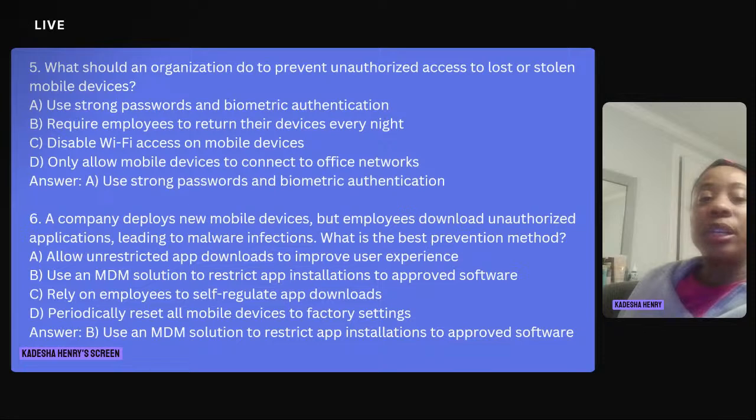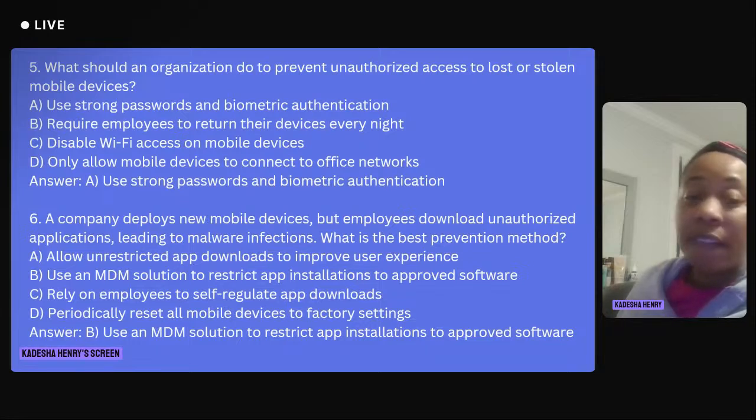Number 5, what should an organization do to prevent unauthorized access to a lost or stolen mobile device? You got the device from the company, and you lost the device or the device was stolen. A. Use strong passwords and biometric authentication. B. Require employees to return their device every night. Nobody can be bothered with that. C. Disable Wi-Fi access on mobile devices. D. Only allow mobile devices to connect to the office network.